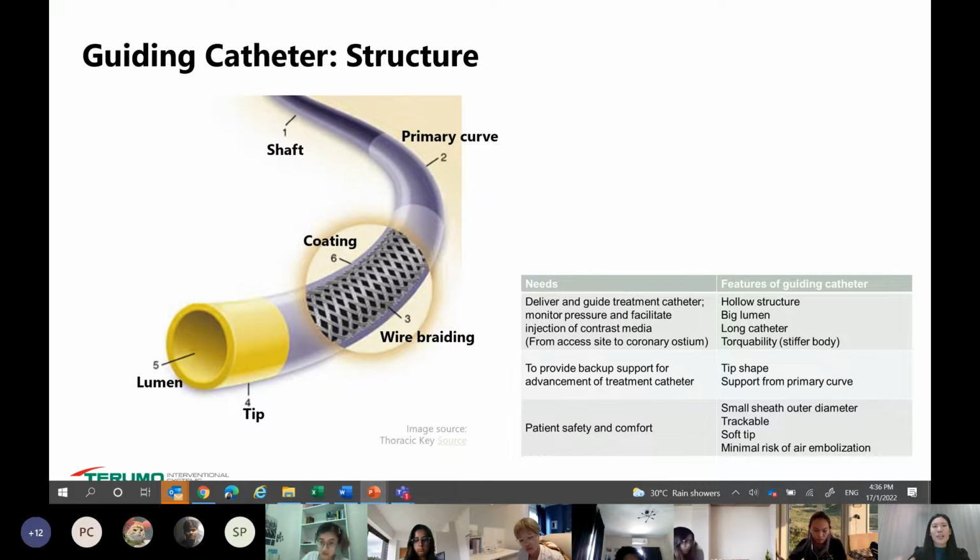So as I mentioned, the functions of a diagnostic catheter and a guiding catheter are very different, but the structure is the same. The length is the same, but of course, as I mentioned, stiffness is different, and the purpose is different. Stiffness is typically provided by the wire braiding. This wire braiding is much stiffer, and the materials are chosen differently so that the guiding catheter is given much more support.